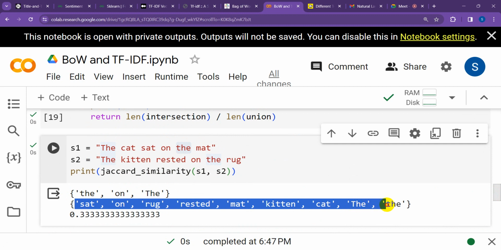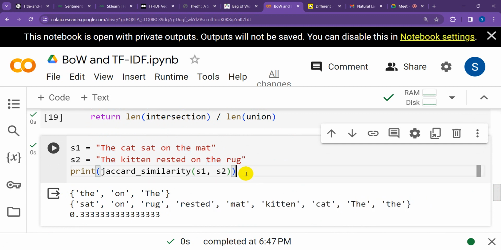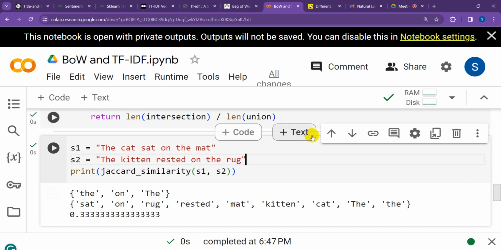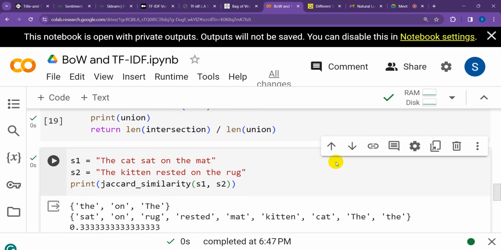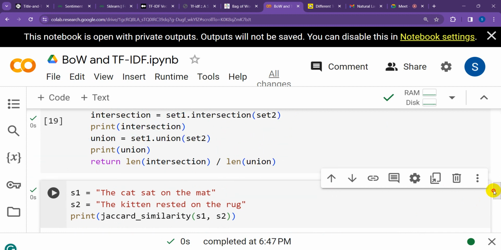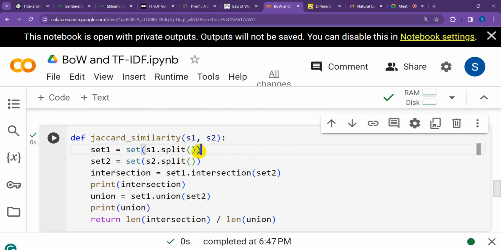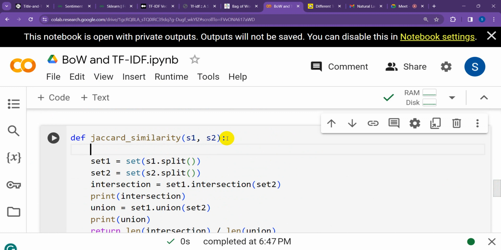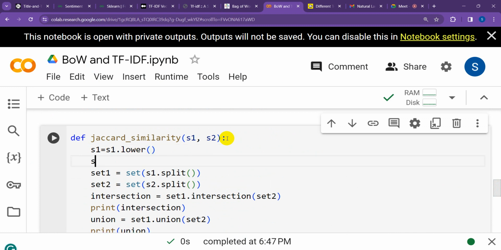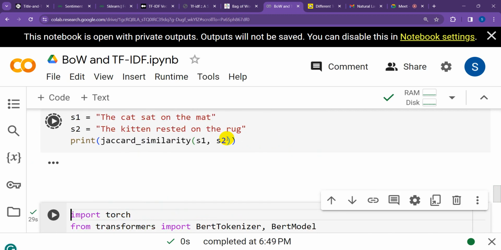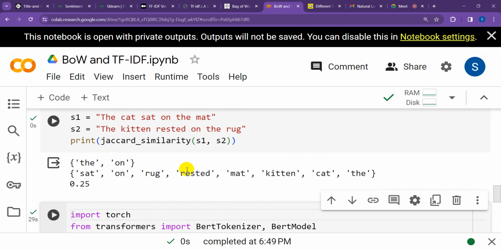Ma'am, could you treat both terms as similar? Yeah, use capital in the... So for that, what we can do in that case is, first of all, we should write like this: S1 is equal to S1 dot lower. That will not treat capital THE and small THE as different. I think this should work. Now it works, right? Understood?